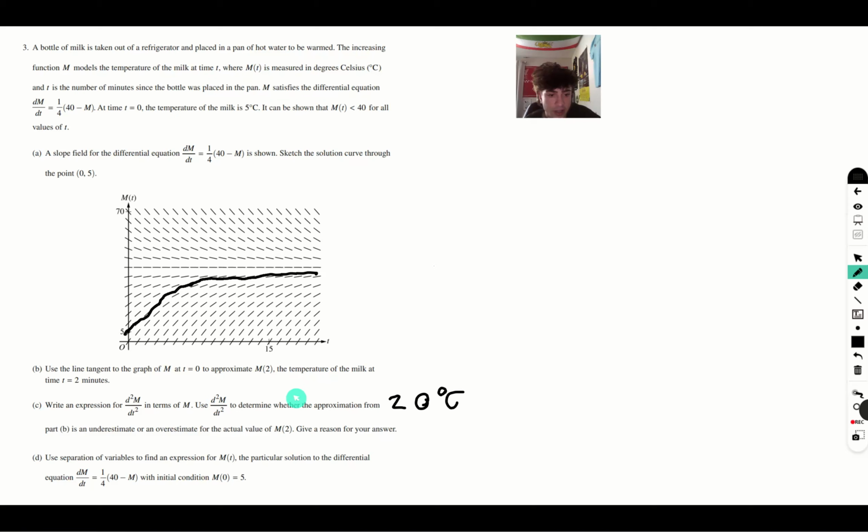Now let's take a look at part C. Write an expression for d squared m/dt squared, so the second derivative, in terms of m, and use it to determine whether the approximation from part B is an underestimate or overestimate. What you need to know for this part of the problem is that if the graph is concave down, CD, then it's going to be an overestimate. And if it's concave up, it's going to be an underestimate. So there you have that. So let's find out whether the second derivative is positive or negative.